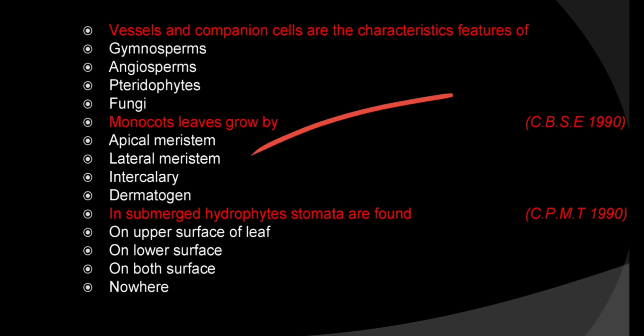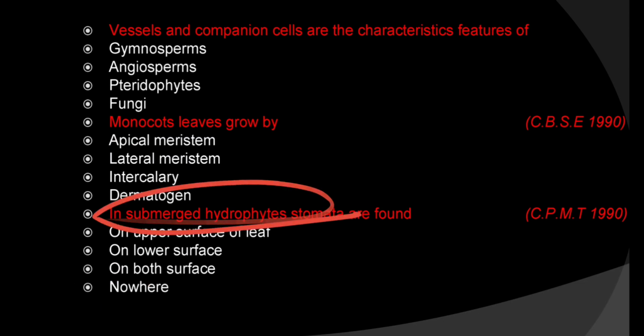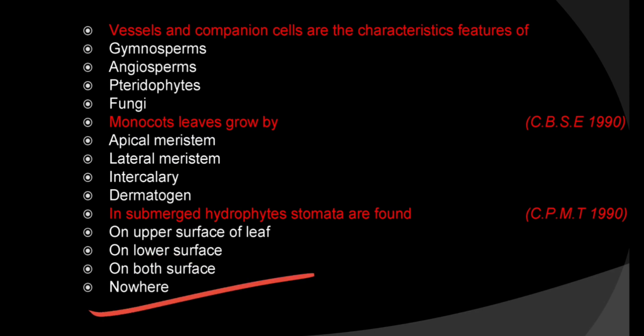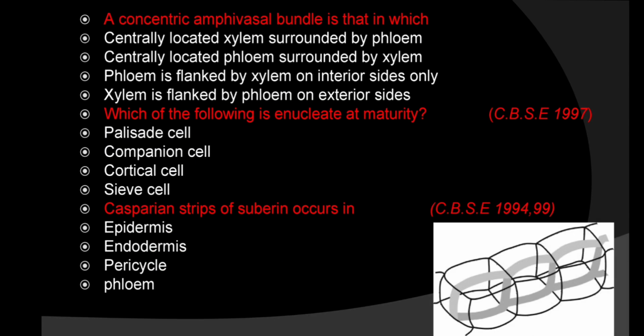Monocot leaves grow by intercalary meristem. Intercalary meristem helps in the growth of the leaves in the monocot plant. In submerged hydrophytes, where are stomata found: on the upper surface, on the lower surface, on both surfaces, or nowhere? In submerged hydrophytes, stomata are not present, so the answer is nowhere.